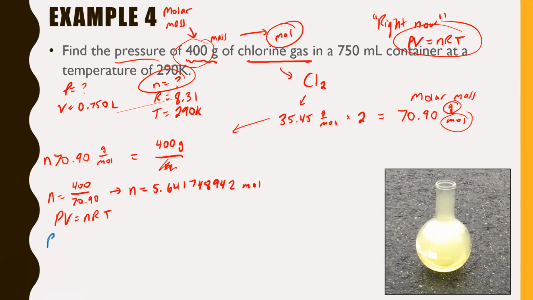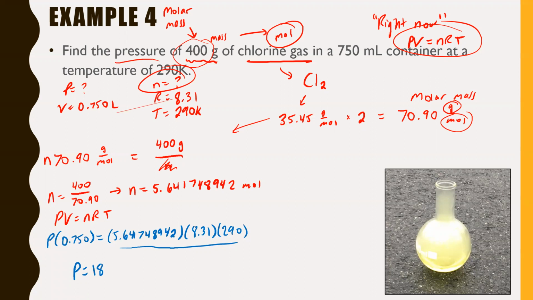My pressure is unknown. My volume is 0.750. My number of moles is, buckle up, 5.641748942 moles. R is 8.31, and then T is 290 Kelvin. We want to get pressure all by itself, so I would multiply all 3 of these numbers right here all together and then divide by 0.750. So my pressure that I got before I do my sig digs is about 18,128.